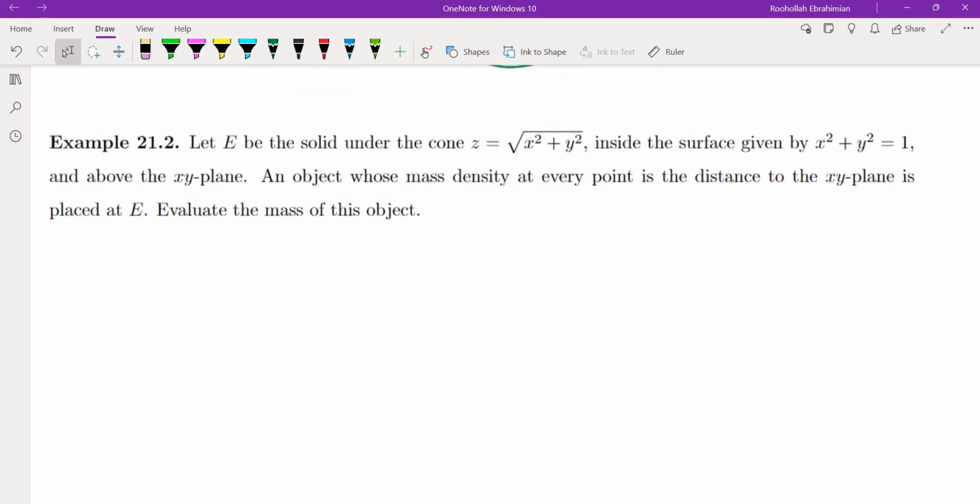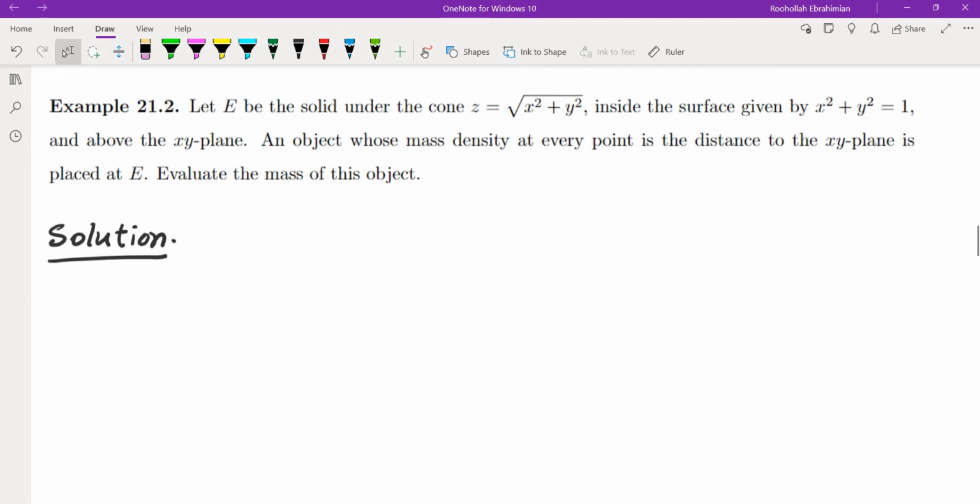Okay, so let's move on to the next problem. Let E be the solid under the cone, inside the surface x squared plus y squared equals 1, above the xy plane, and we place an object whose mass density at every point is the distance to the xy plane. We want to find the total mass of the object. The very first thing is to draw the diagram and set up the integral, turn it into an appropriate coordinate system, and then evaluate the integral.